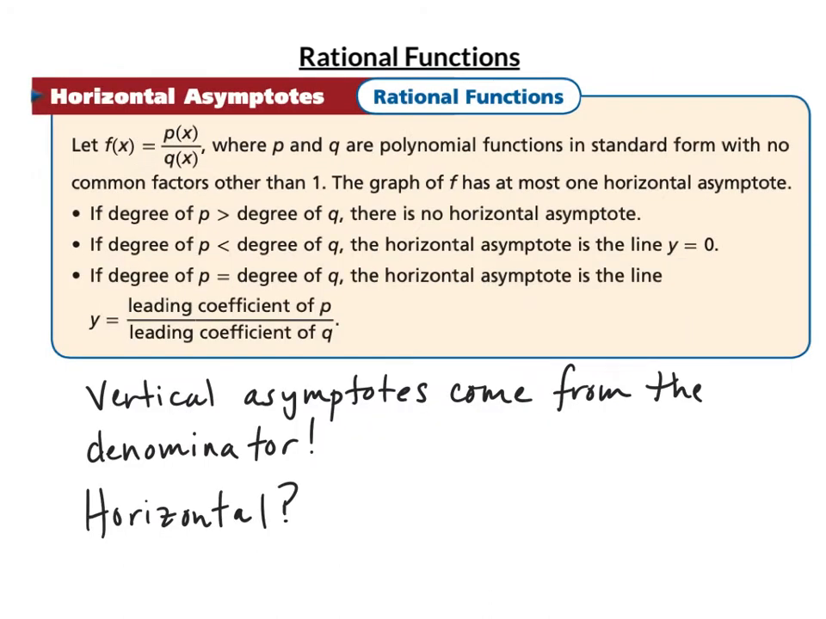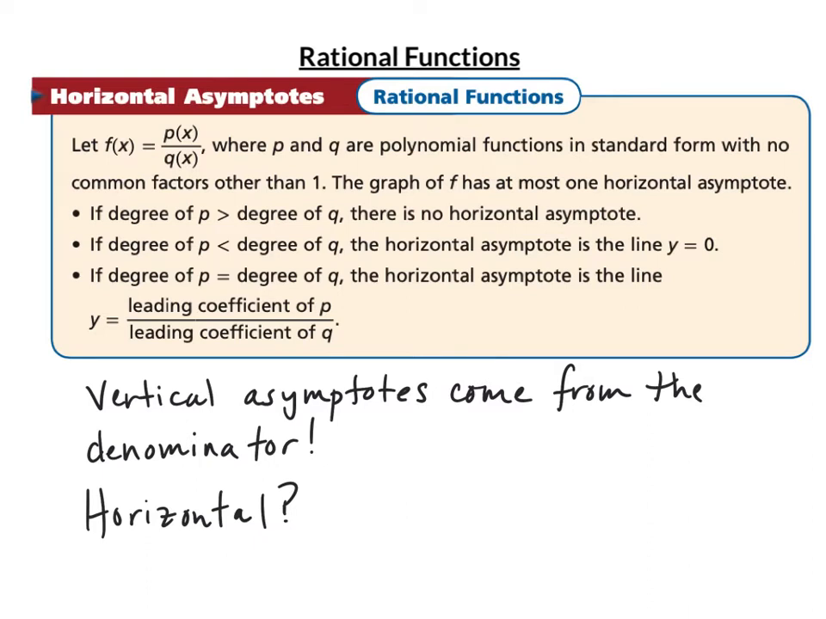When we graph polynomial functions, we know that vertical asymptotes come from the denominator because you can't divide by 0. That'll create asymptotes, vertical asymptotes, that the graph will forever approach. But what about horizontal? This is what it turns out to be. If your y is two polynomial functions that are divided, notice the top one's the p of x and the bottom one's the q of x, and they have no common factors other than 1. In other words, they're simplified. The graph, at most, has one horizontal asymptote.